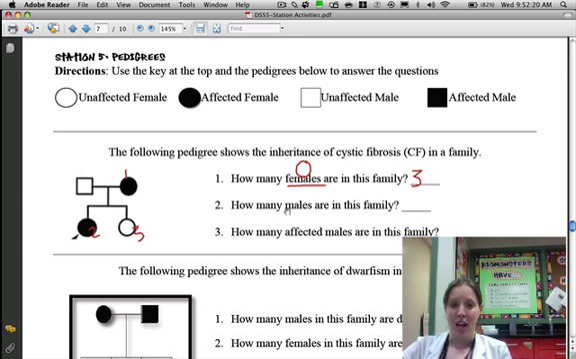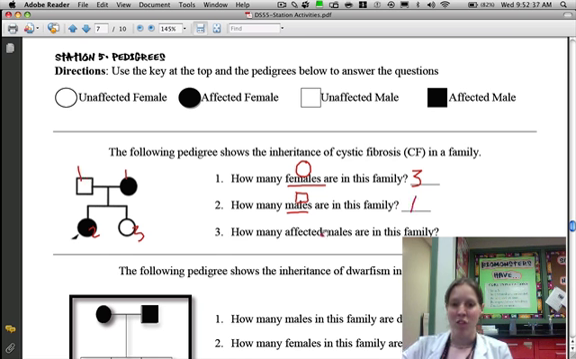The next question asks how many males are in this family. Again, if I look up at my key, I see that the symbol for male is a square. And again, because it doesn't specify if it has to be affected or unaffected, I'm going to count all of the squares in my pedigree, which in this case is just 1.